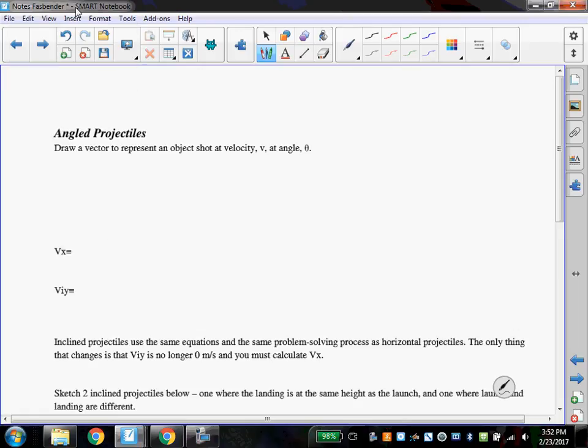Let's talk about an angled projectile. First, let's start by drawing a vector to represent an object shot at some velocity v, and we're going to shoot it at some angle that we will call theta. The reason we call these angled projectiles is because they're being shot at an angle.